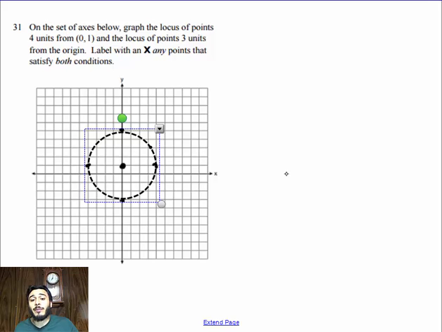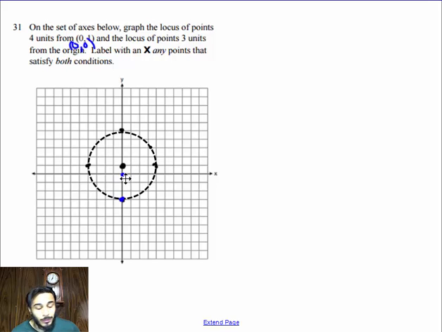All right, let's move on to the second part because there's a second locus. It says, and the locus of points 3 units from the origin. Now, where is the origin? The origin is right here. It's (0, 0). So all the points 3 units from the origin. In case you forgot, the origin is (0, 0). Start with 1 point 3 units away from here. 1, 2, 3, right there.